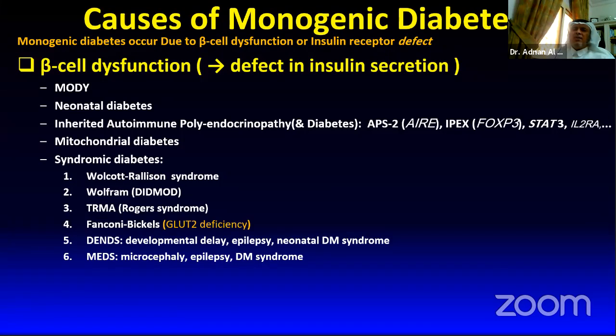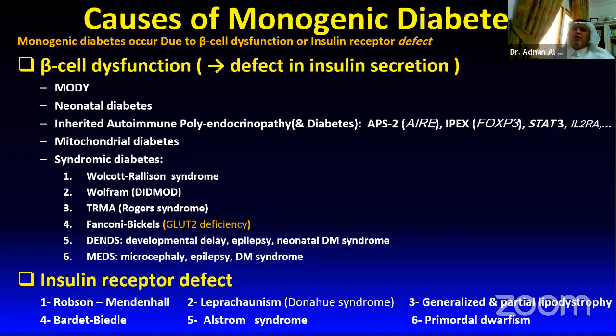The other, maybe easier, classification is whether it is beta cell dysfunction causing a defect in insulin secretion, or an insulin receptor defect. Beta cell dysfunction, or defect in insulin secretion, is caused mainly by MODY or neonatal diabetes or inherited autoimmune polyendocrinopathy, or mitochondrial diabetes, or syndromic diabetes like Wolcott-Rallison syndrome, Wolfram syndrome, or Rogers syndrome, or Fanconi-Bickel, and others. Or it could be an insulin receptor defect like Rabson-Mendenhall syndrome, or leprechaunism, which is Donohue syndrome, and Bardet-Biedl syndrome or Alstrom. And these are really rare conditions. From each, we have maybe 2 or 3 cases in our center.